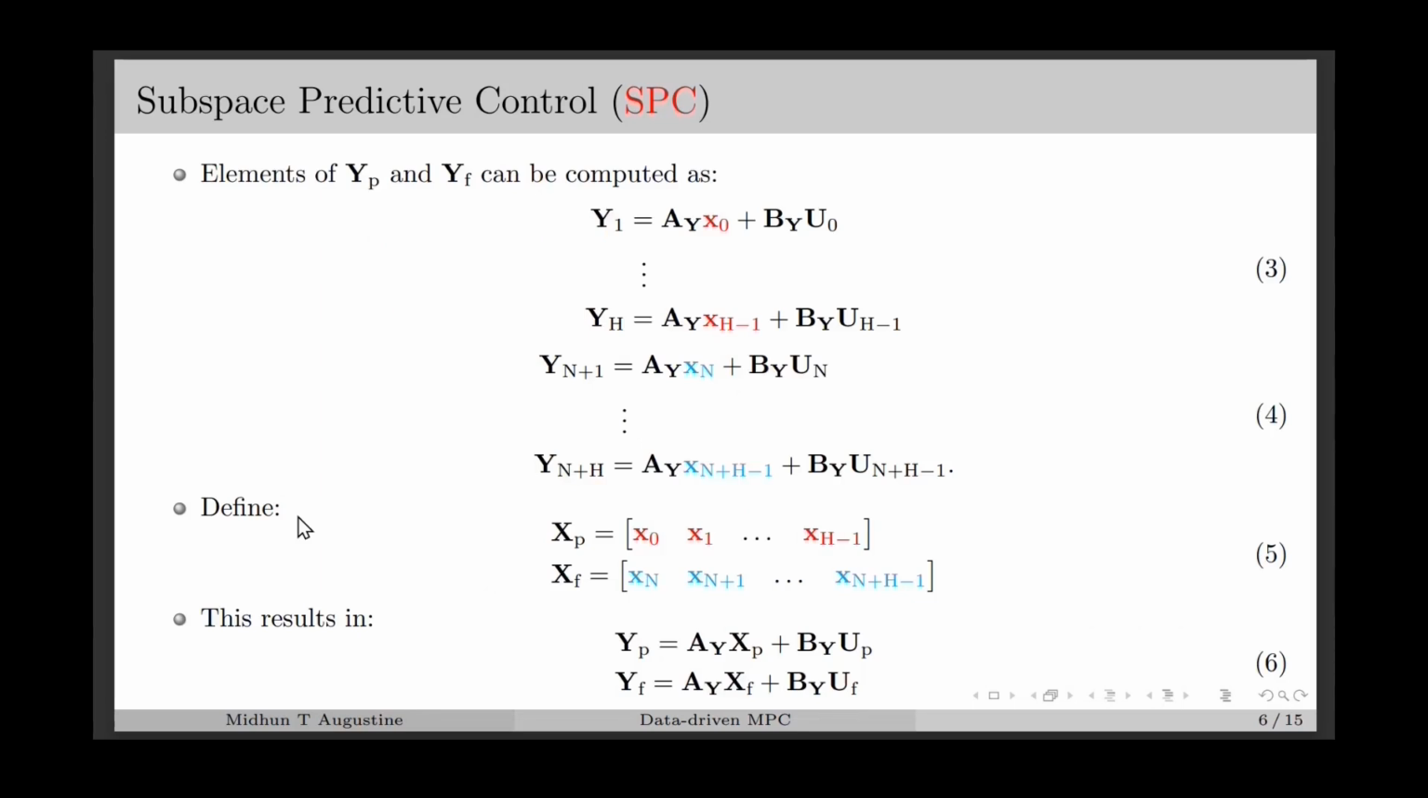Using this, the elements of YP and YF can be computed as in equations 3 and 4, where we obtain y1 equal to Ay x0 plus By u0, y2 equal to Ay x1 plus By u1, and so on. Now, by defining the capital XP, which contains all these initial states, and capital XF, which contains all these future states, we can compactly represent equations 3 and 4 as in equation 6, which results in YP equal to Ay XP plus By UP, and similarly YF is equal to Ay XF plus By UF.